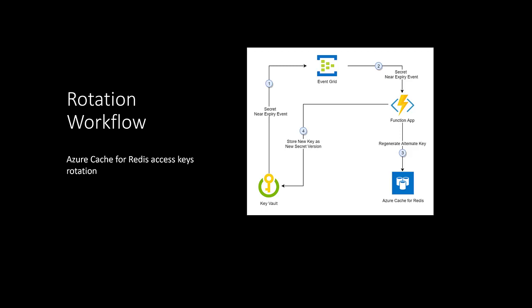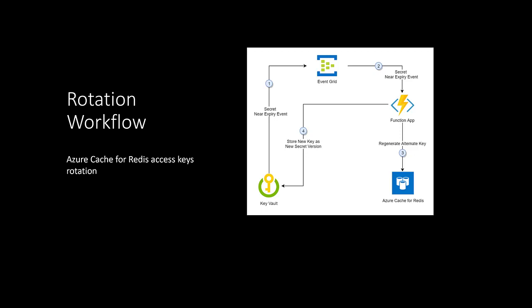In this demo, I will use Azure Cache for Redis, which is a perfect example since using access keys is the only option to access Redis Cache today. In our setup, we'll use Azure Function app to perform rotation and event grid notification to trigger that function. So Redis key is stored in Key Vault as secret, and 30 days before secret expiration, Key Vault publishes secret new expire event to trigger rotation function.